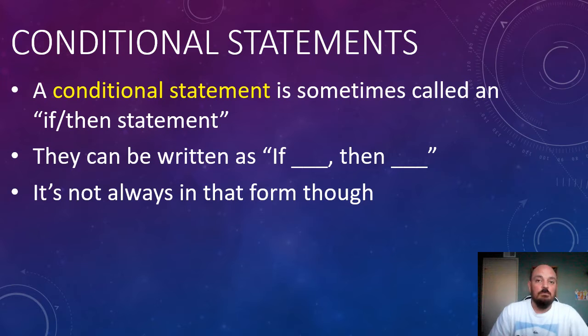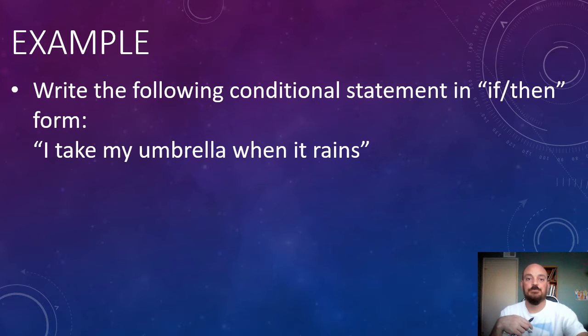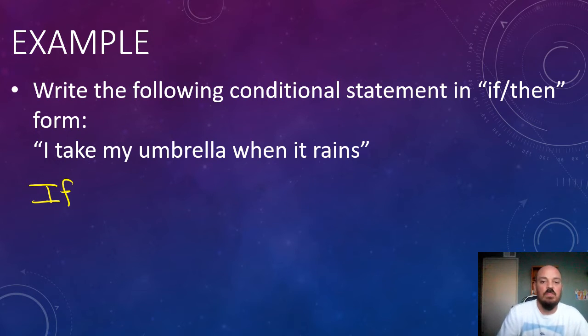Now you want to be careful because sometimes you can have a conditional statement that's actually not written in if-then form. So let's do this for our first example today. It says write the following conditional statement in if-then form. So I'm telling you in the directions, even though it doesn't say if blank then blank, it is a conditional statement and it can be rewritten that way. So the sentence is, I take my umbrella when it rains. So I want to turn that sentence into if something, then something.